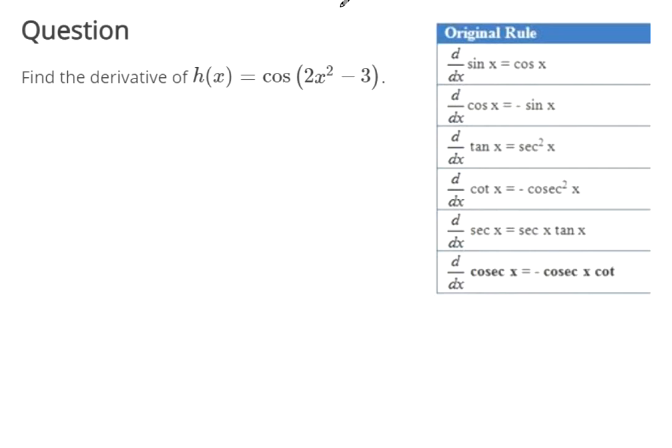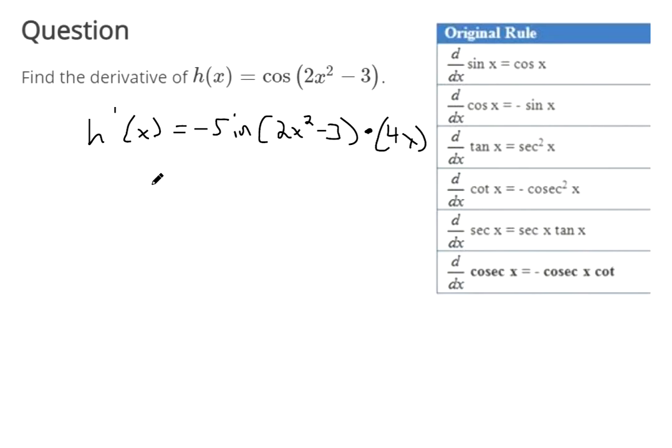So basically what that means for this function, if we're trying to find the derivative of h of x, then it's the derivative of the outermost function. The derivative of cosine is negative sine, with the innermost function kept the same, multiplied by the derivative of the innermost function. So the derivative of the innermost function is 4x. And there we go. We've got our derivative.